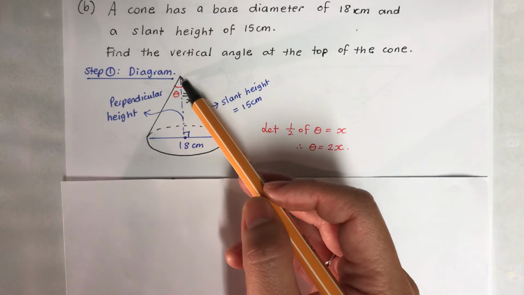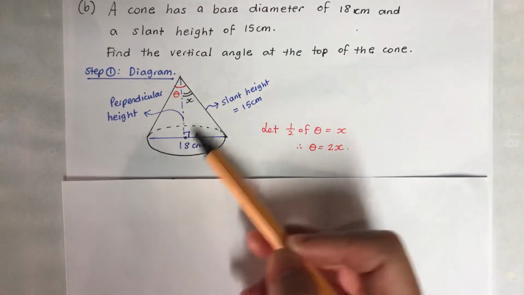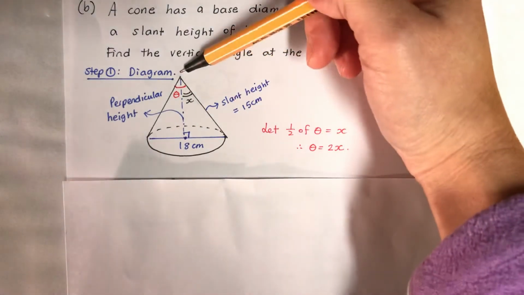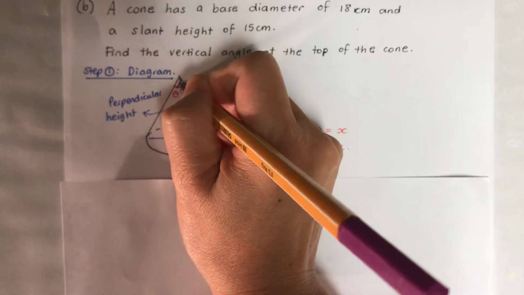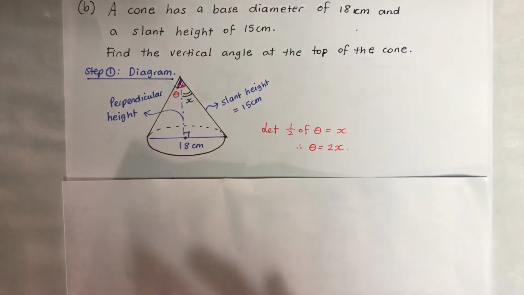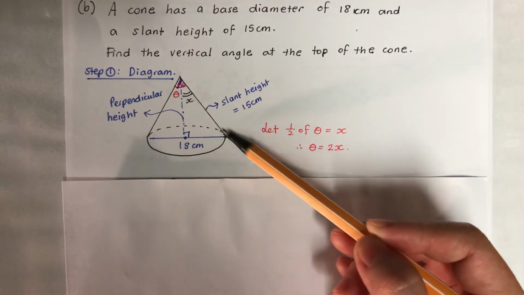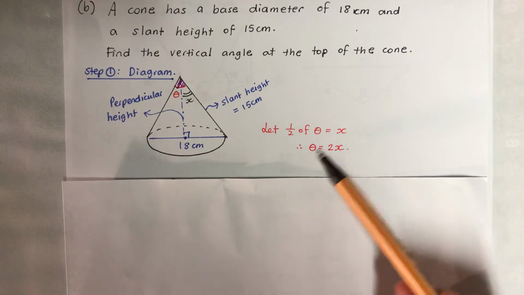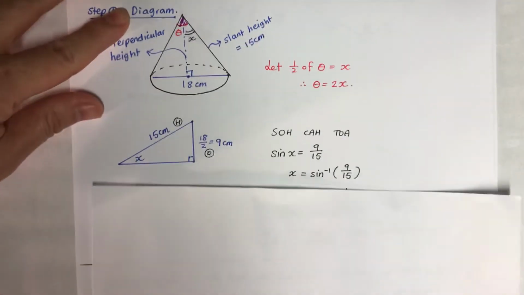The normal height that we know of is the perpendicular height from the top apex down to the base, whereas the slant height is alongside the side of the cone. So this is what we're looking for, the vertical angle right there. But I can't really use the whole thing because it's all curved. So what I'm going to do is halve this and use this right angle triangle right there. I'm going to call half of the vertical angle x. So let half of theta equal x. And when I find the x, I just double it, then I'll get theta. So let's have a look at that.